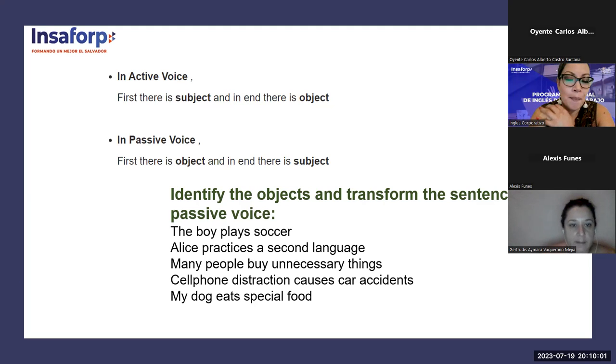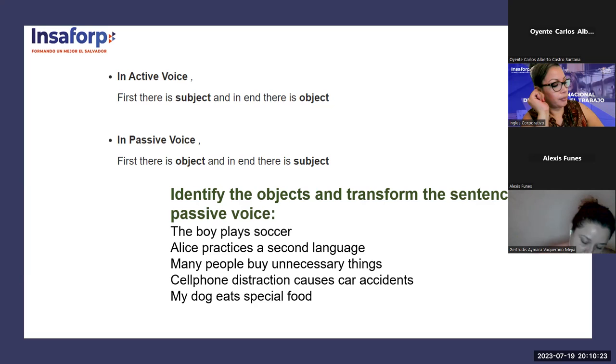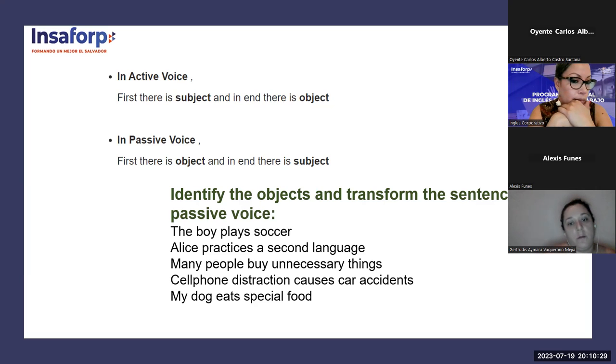Now, let's put it into passive. Causes per accident.